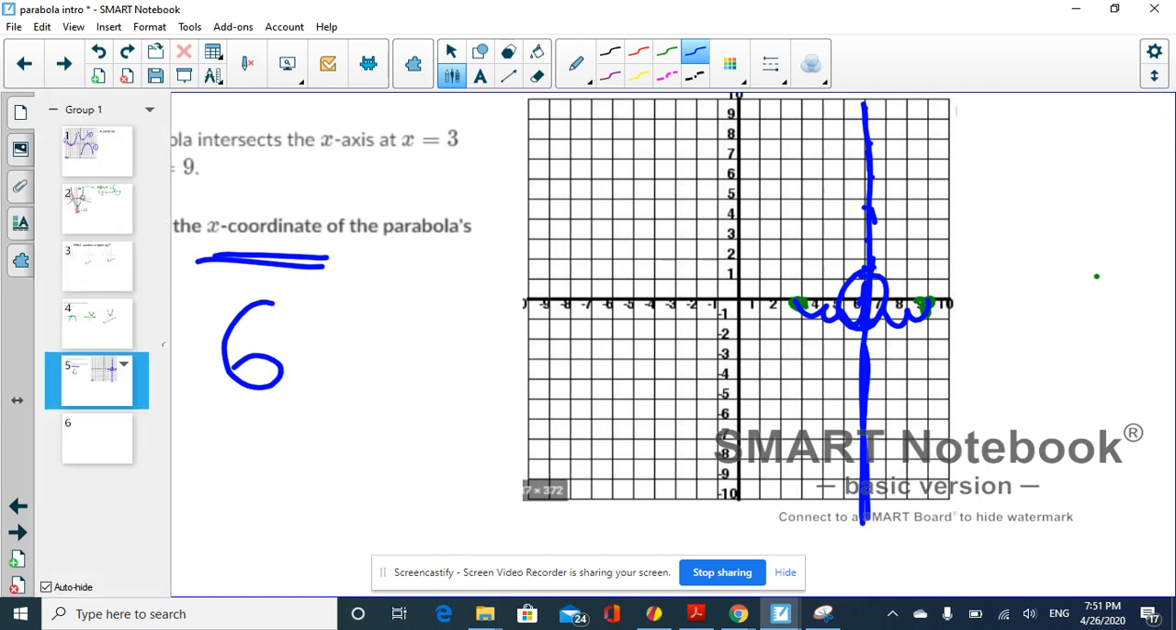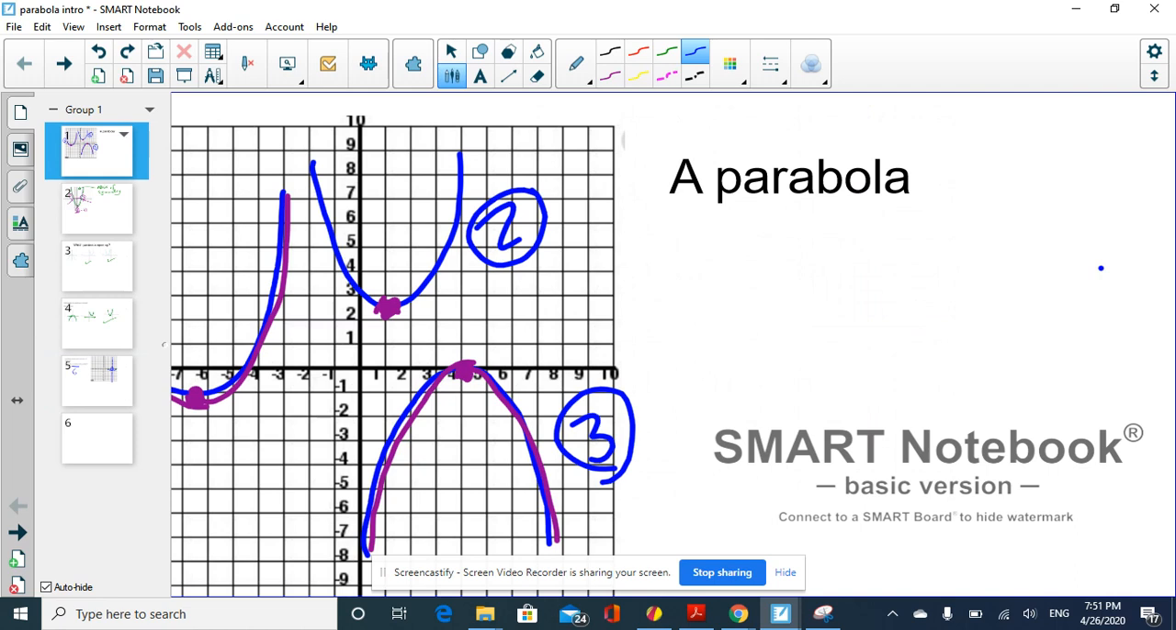Okay, I think this is an easy way to know what a parabola is, what the vertex is, and what the axis of symmetry or the symmetric line is, and this is a very easy one.